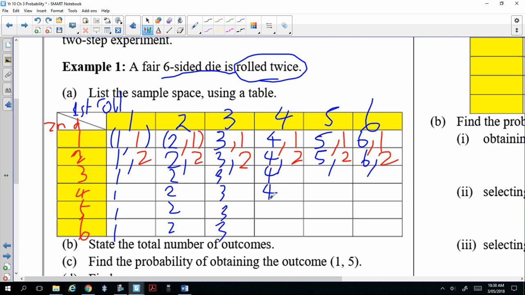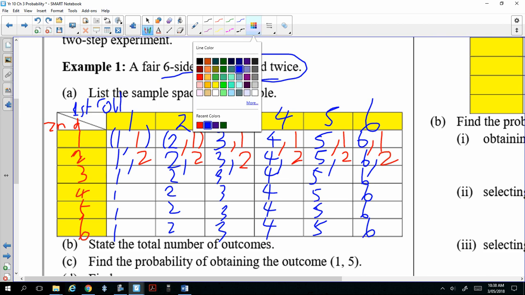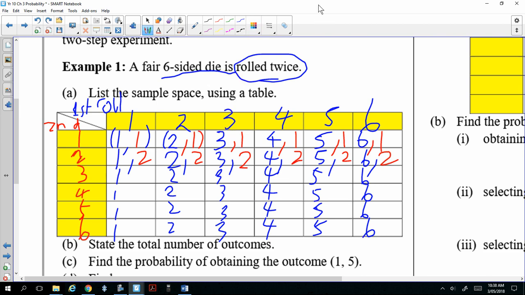Right? So the blue number represents the first toss. The red number represents the second toss. So you can distinguish between them. So when you get the outcome 1, 2, it's different from getting 2, 1, because 2, 1 represents first toss is 2, second toss is 1, whereas 1, 2 means the first toss is 1, the second toss is 2. So note the difference between them.